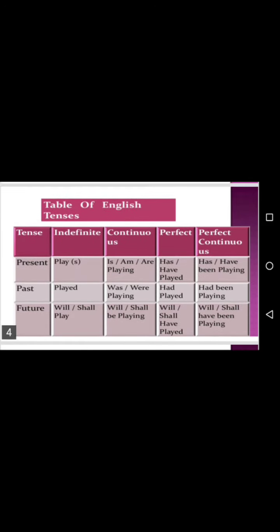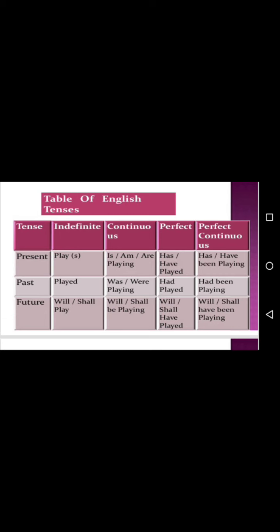Now just look at this table of tenses, in which you can see there are 5 columns. In the first column, the name of the tense has been written, and the second column is about indefinite or simple. The third column is about continuous, the fourth column perfect, and the fifth one perfect continuous. Now look at the second column, in which the first box is the heading. The second box is about simple present or present indefinite.